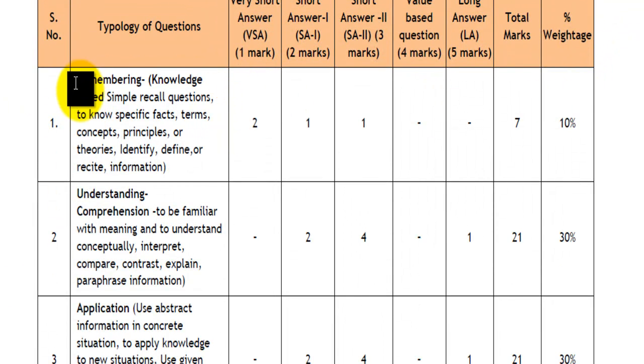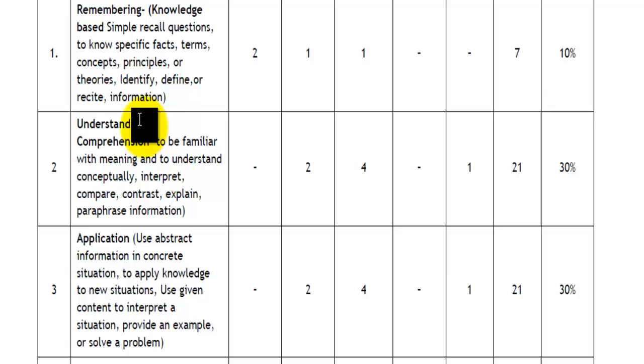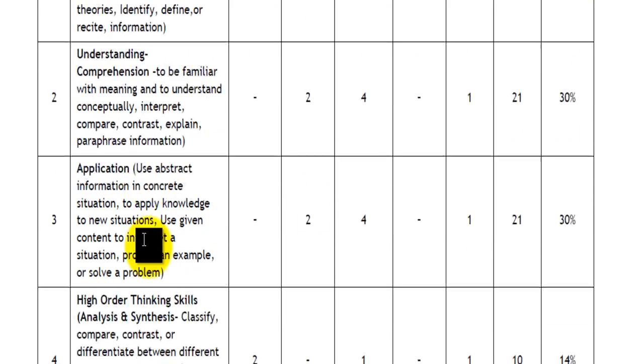First of all, there are questions based on remembering, knowledge based questions. There will be 2 very short answer type questions, 1 short answer 1 type question which carries 2 marks. Then there will be 1 3-marker question, and these questions have a total of 7 marks. Then further there are the questions which are based on understanding. There will be 2 2-marker questions, 4 3-marker questions and 1 long answer type 5-marker question totaling to 21 marks and a 30% weightage.